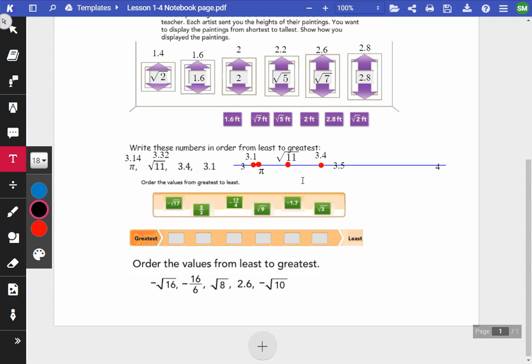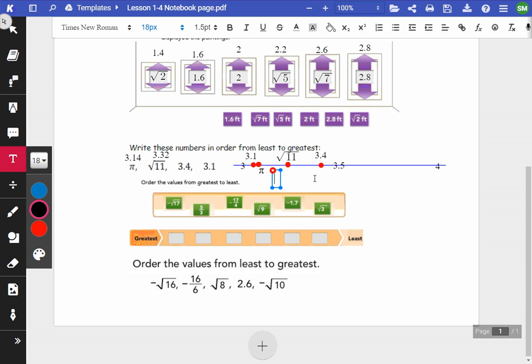Now we can see. Now, in order to put the numbers in order from least to greatest, all I have to do is read them from left to right. Least to greatest. So, text box, 3.1. Then I have pi.